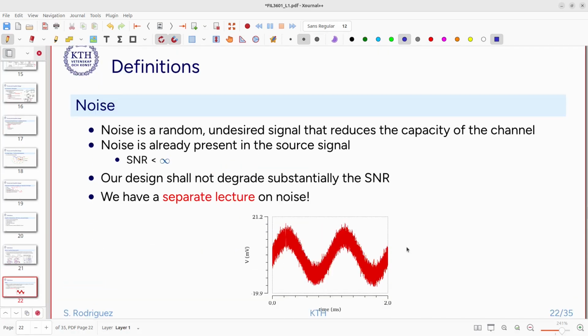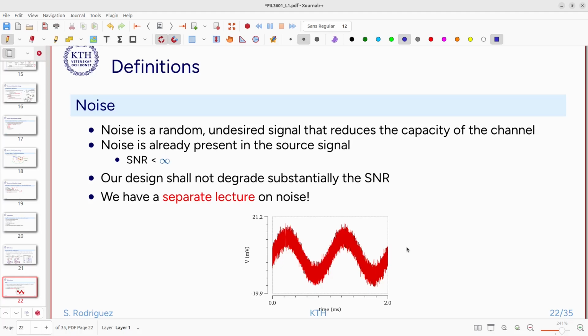Then we have noise. Noise is a random and undesired signal that reduces the capacity of the channel, as we saw before from the Shannon capacity theorem. And noise is already present with the incoming signal. So for instance, when we connect an antenna, there is already some noise that will be coming. So the signal-to-noise ratio will always be lower than infinite, so there is always going to be noise present.